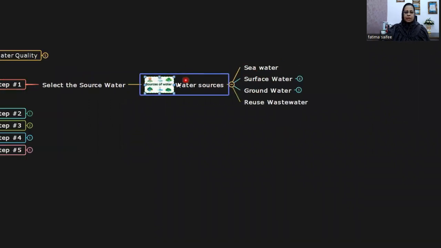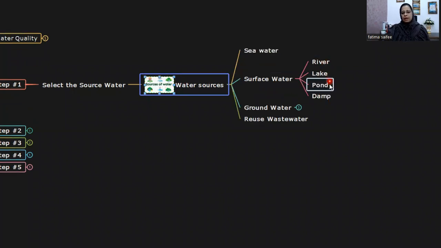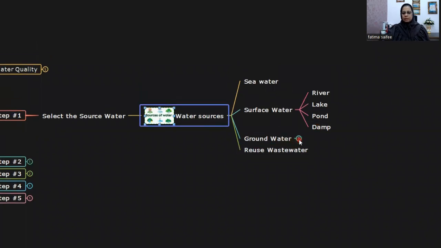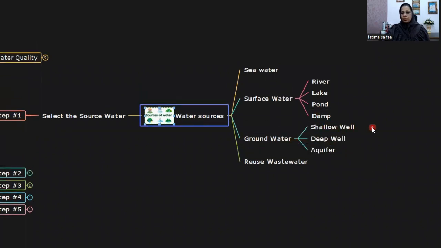Surface water may have different sources like river, lake, pond, dam. All of these come under surface water. And groundwater may have shallow well, deep well, or aquifer. An aquifer is very deep, with small aquifers in the very deep ground. And if you are taking water from there, the hardness may be very high, like 3,000, 5,000 to 8,000, 10,000 TDS.